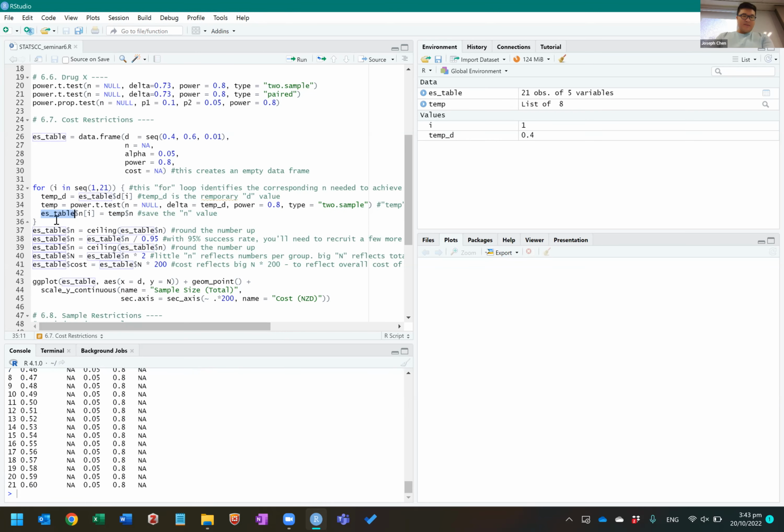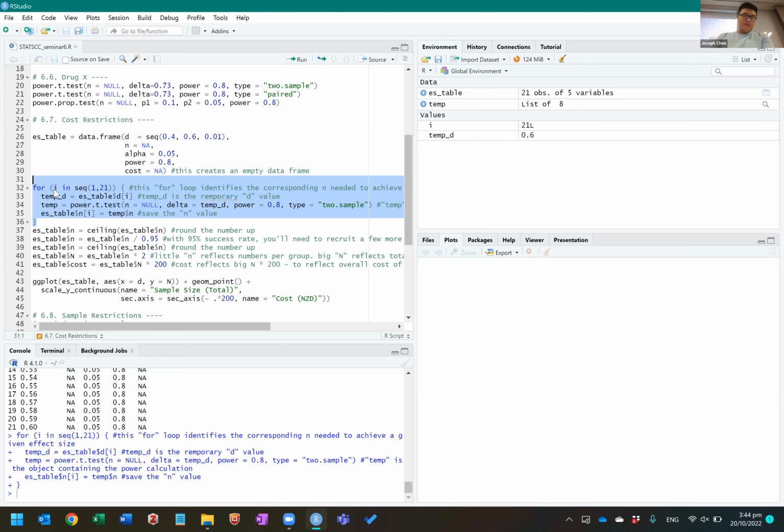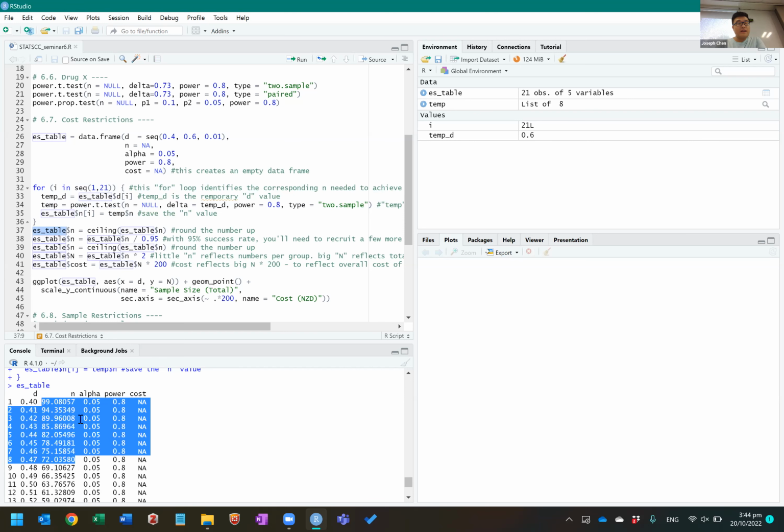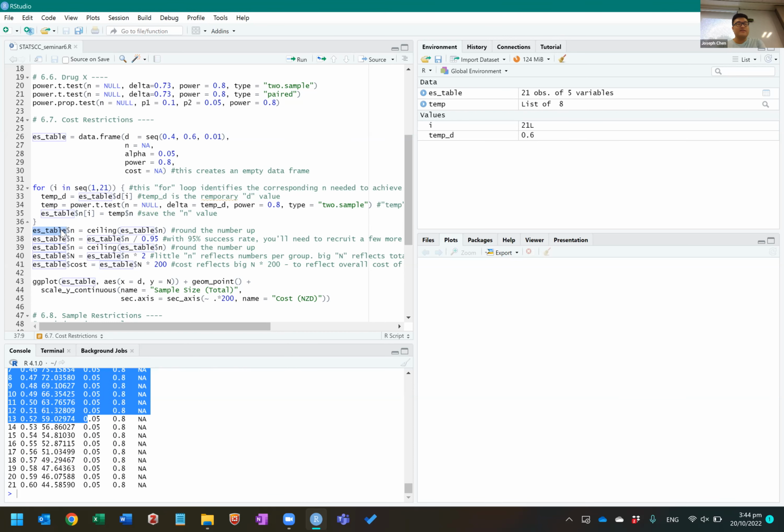You can look at this in more detail, but essentially, if you run this for loop, it will give you something that's quite nice. ES table will give you all the n values there. Basically, I'm running 21 power calculations to give me all the n values across here. That's essentially what that bunch of code is doing.